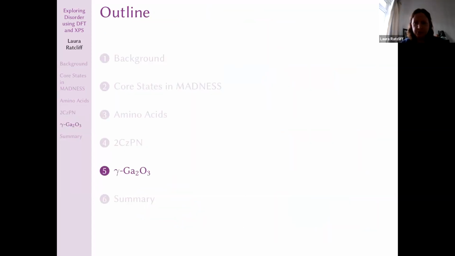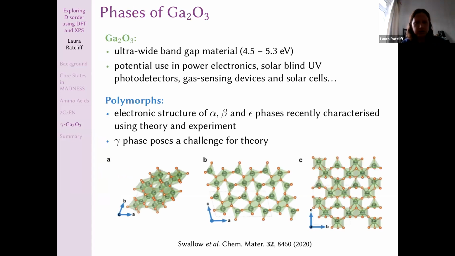So for the final example, I'm just going to move to the solid state. We're looking here at a material called gallium oxide. Gallium oxide is an ultra-wide bandgap material, with a bandgap somewhere around 5 eV. So this has a lot of potential uses in applications like power electronics or solar cells. And there are a number of different polymorphs of gallium oxide. Here I'm just showing the alpha, beta, and epsilon phases.